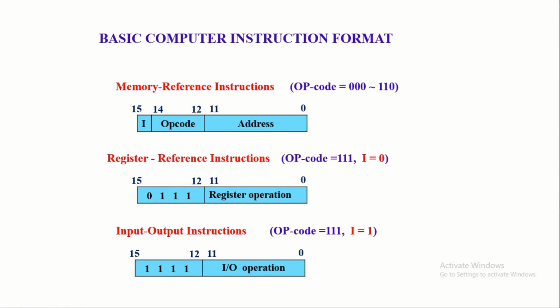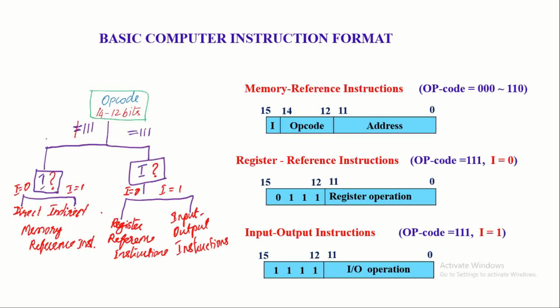Let us learn about basic computer instructions. Basic computer instructions can be classified into three types: memory reference instructions, register reference instructions, and input-output instructions. Though they are classified into three types, all three instruction formats take 16-bit size only. The first 4-bit values are used to classify the type of the instruction.